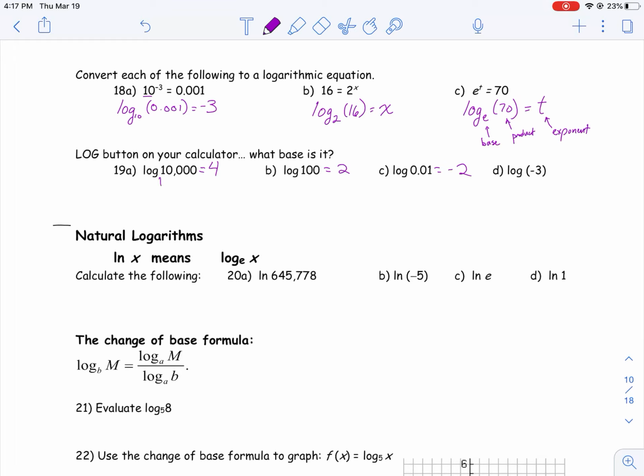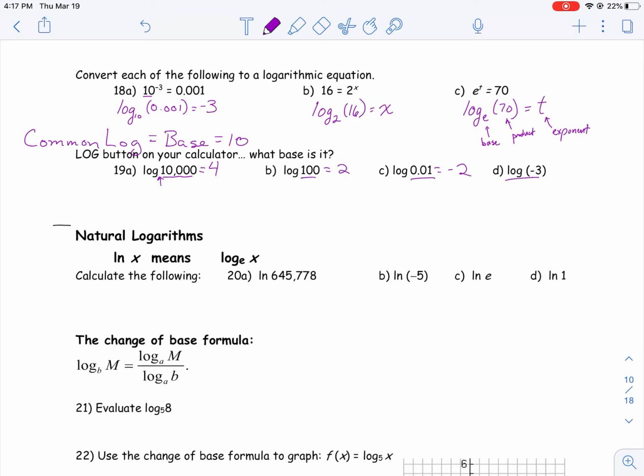What base is the log? Notice there's no base here. Well, that's because this is called the common log. When I have a common log, it automatically tells me the base is 10. Notice 10 to the 4th power gives me 10,000. 10 to the 2nd gives me 100. 10 to the negative 2nd gives me 0.01. All right. Now, this last one I've left off, let's take a look at that.